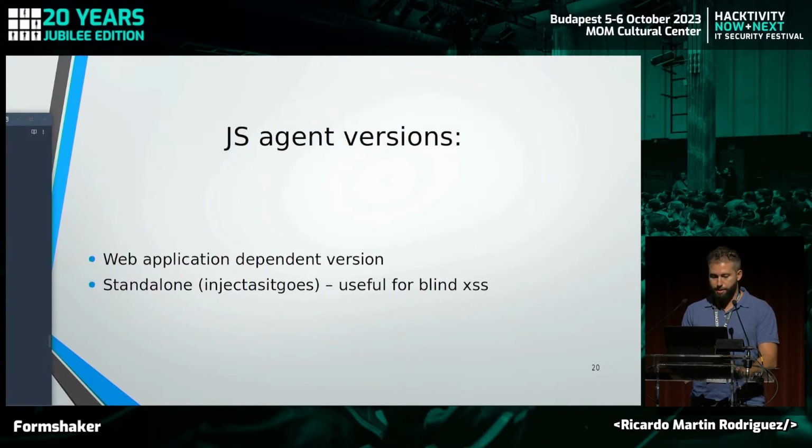And so, as I said, there are two versions for the JS agent: the web application dependent version, and the standalone, or inject as it goes, which is useful for blind XSS. The first one, the web application dependent version, refers to the workflow in which the JS agent talks or interacts with the web application, whereas the standalone refers to the workflow in which there is no interaction with the web application. It's the so-called inject as it goes. Next, I'll show you a demo of both versions, how they work.